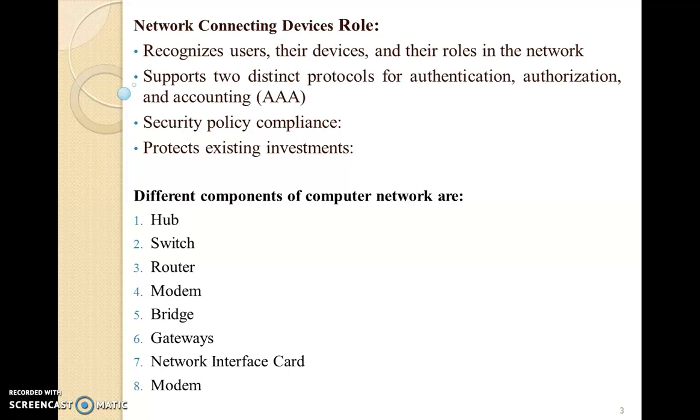So before starting the navigation of different networking devices, let us first discuss what is the role of network connecting devices. Actually, these are the devices which support AAA, that means authentication, authorization and accounting. So different protocols and those AAA can be verified by using networking devices. Then it protects existing investment. Then we will go through each device one by one.